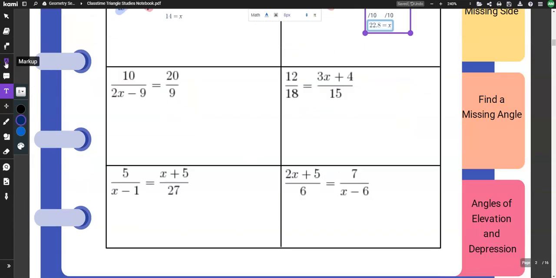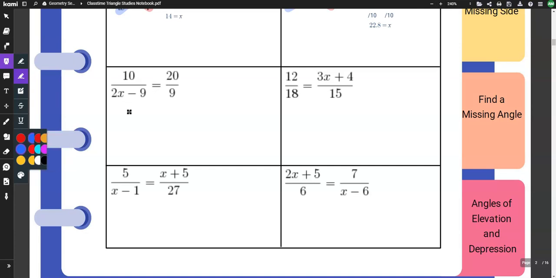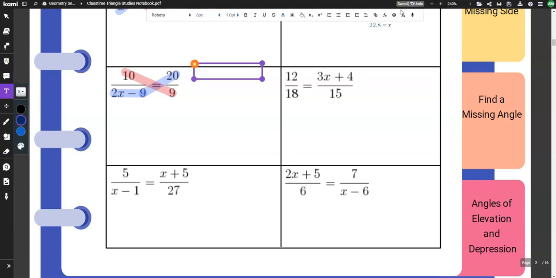Next problem. We have 10 over 2x minus 9 is equal to 20 over 9. And this one is, again, a little unusual because now we have a binomial in our denominator. Now we definitely want to make sure we write out this step because the next step is one that people do have a little bit of difficulty doing in their head sometimes. So we're going to make sure we do it properly.